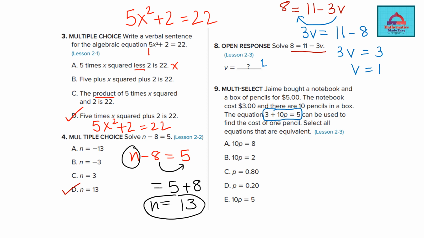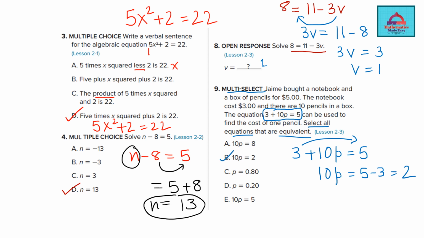Now you are given an equation in this question. You have to find all equations that are equivalent. So it's a multi-select question, more than one correct answer. So if you look at the equation, 3 plus 10p equal to 5, we can move 3 on the other side. So 10p is equal to 5 minus 3, which is 2. So B is one of the correct answers. 10p equal to 2. You can simply divide both sides by 10 to get p as 0.20. So D is also the correct answer.